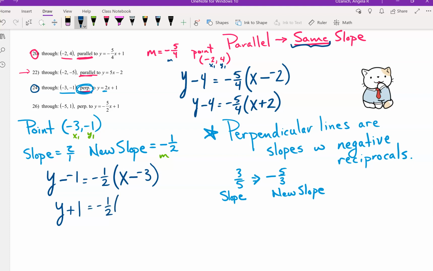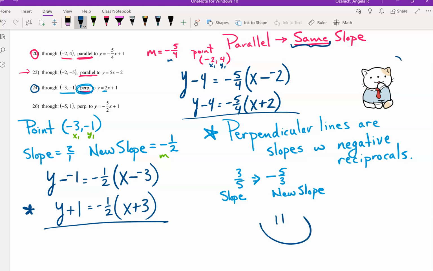And again, if you decided that you wanted to distribute and continue with this equation to change it into slope-intercept form, you could sure do that. Otherwise, this is it. That's your equation. So we've done one that is perpendicular, we've done one that is parallel, and hopefully that will be a good start to this unit for you guys.